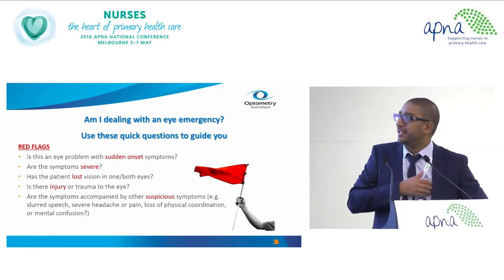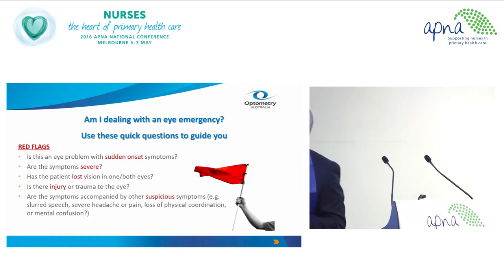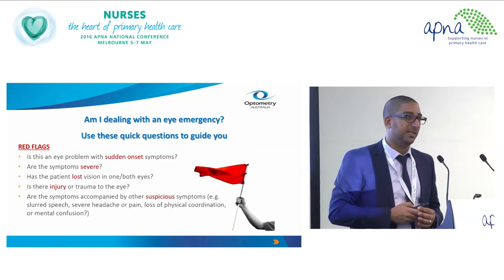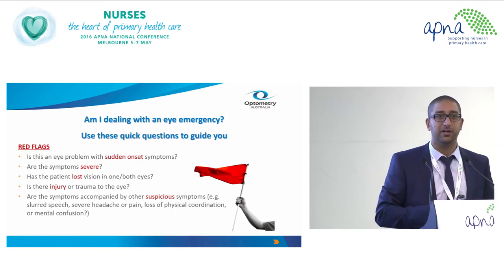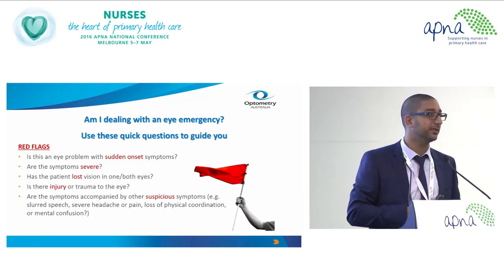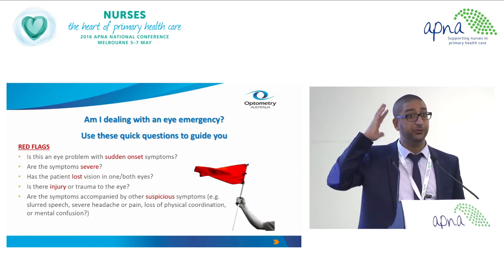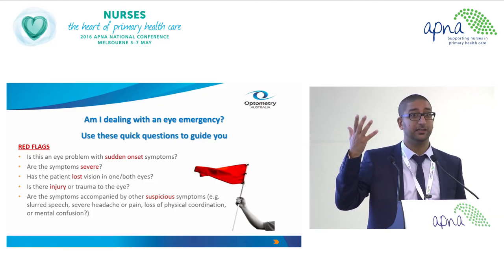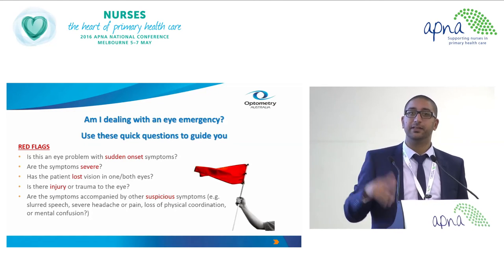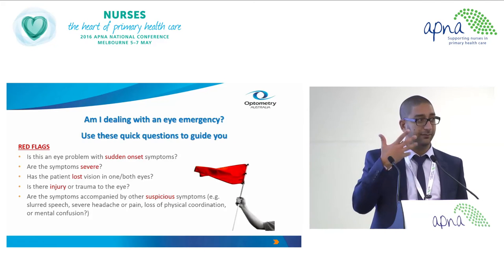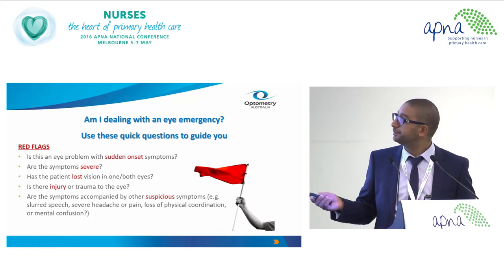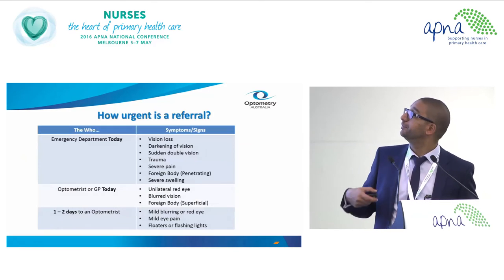So red flags are generally sudden. Well, the bottom one is probably not as common. The top ones are, okay? All of a sudden, I've lost vision in the right eye. I woke up this morning and it's just gone, okay? And you're talking things that could be neurological, things like strokes and other things that have caused that vision to go. Or retinal detachment and those sort of things.